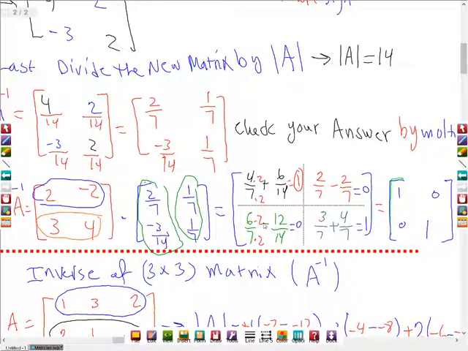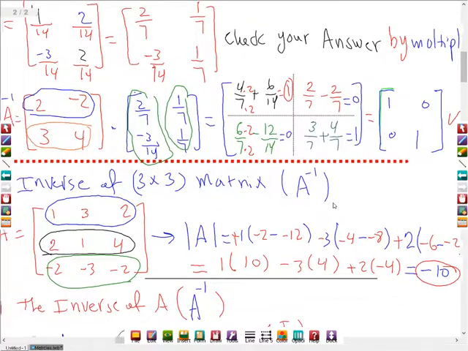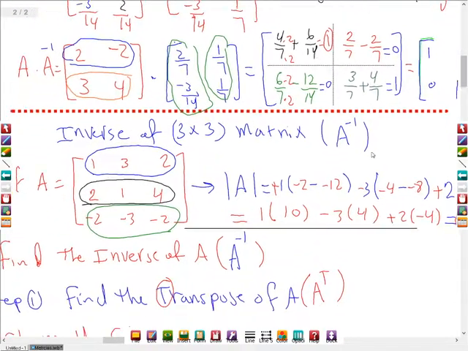Okay. What's going to happen now? 4 times 2 is 8, plus 6, 14 over 14 is 1. 6 times 2, 12, minus 12, 0. Wow. 2 minus 2, 0. 3 plus 4, 7 over 7 is 1. If you got the diagonal 1s and the rest 0, that means you are what? Check, you are right. Good? Okay. Let us go to the hard part.